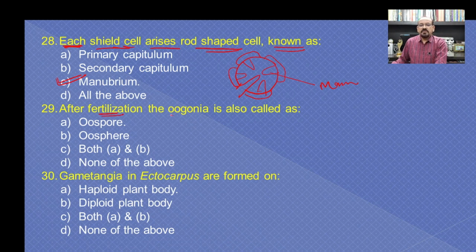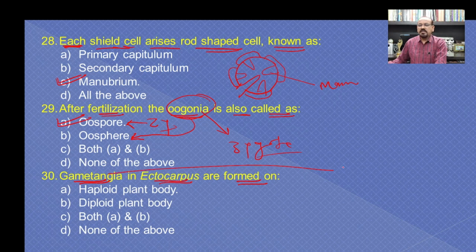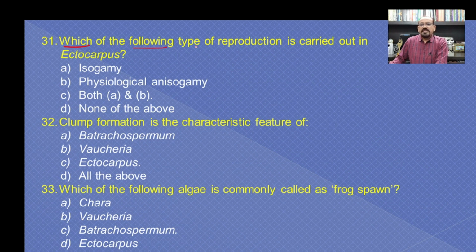Then after fertilization, the oogonium is also known as. The oogonium itself is known as the oosphere, and the zygote is known as the oospore. After fertilization in the oogonium, it will convert into the zygote, and hence it will be considered as an oospore. Then gametangia in Ectocarpus are formed on. Naturally, the gametangia are involved in the formation of the gametes, and the gamete-forming body will be the gametophytic or the haploid, and hence the haploid plant body will be the correct answer for this question. Then which of the following types of reproduction is carried out in Ectocarpus?